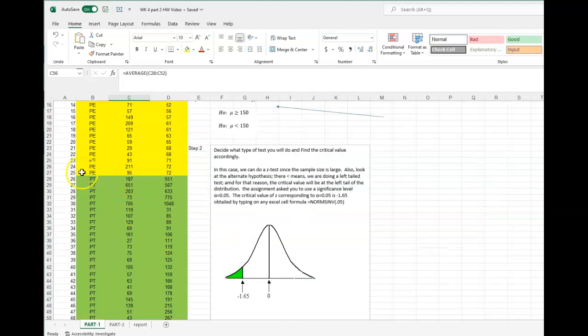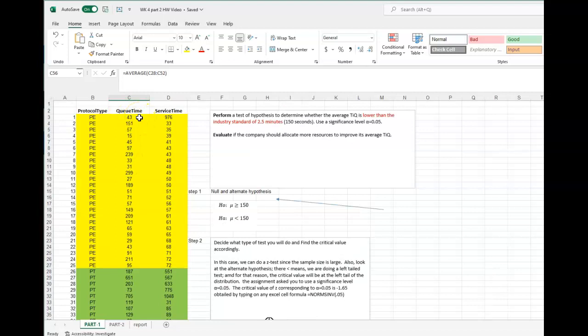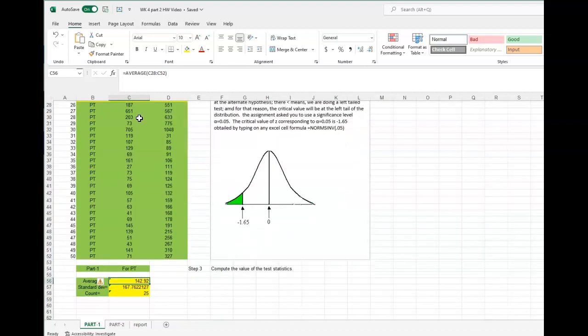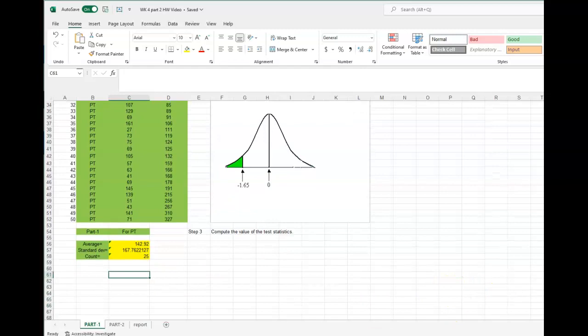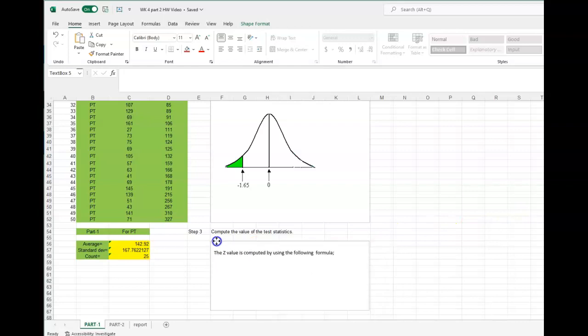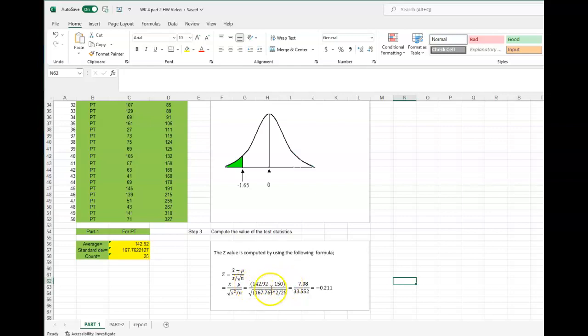So C28, you can see it is C28. Here it is, C28. This is time in Q, okay? Only for PT. And this is the standard deviation. This is the formula. And this is the number of observations. This is the formula. There are 25 observations, okay? So you're going to do the Z calculations, and by the Z calculations, you are going to use this formula. Now the computation of this part is really easy. Let me show you step by step the top part and the bottom part.